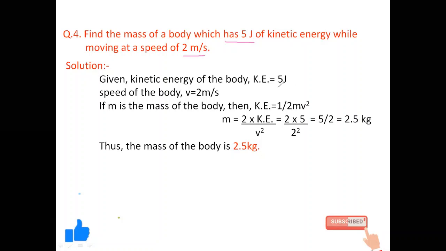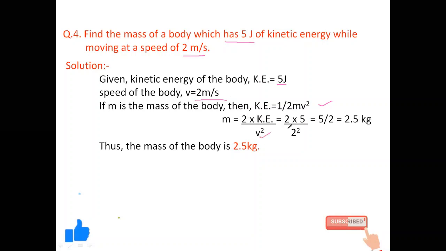Kinetic energy of the body, here it is given 5 joule. Kinetic energy is given as 5 joule. Speed of the body is 2 meter per second. If m is the mass of the body, then using the formula of kinetic energy, the formula of kinetic energy is 1/2 mv square. So m will be equal to 2 into kinetic energy by v square.